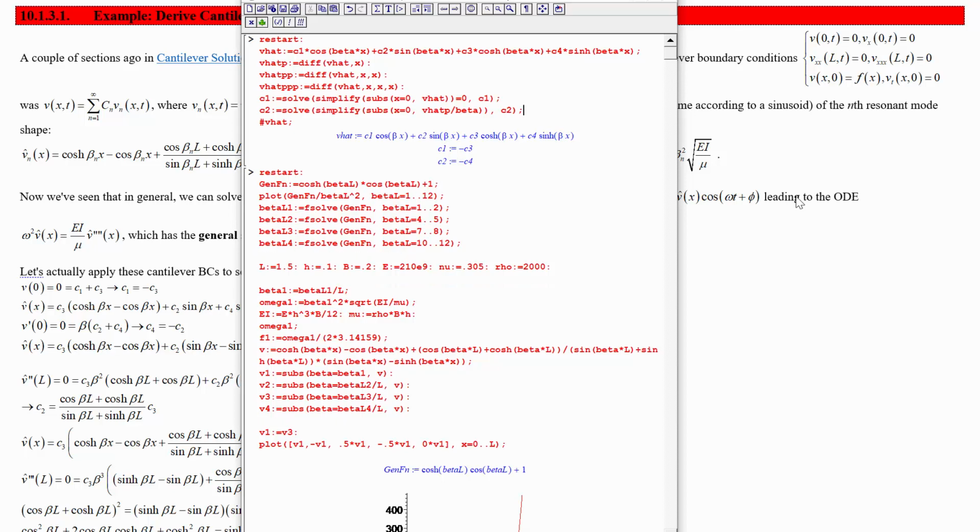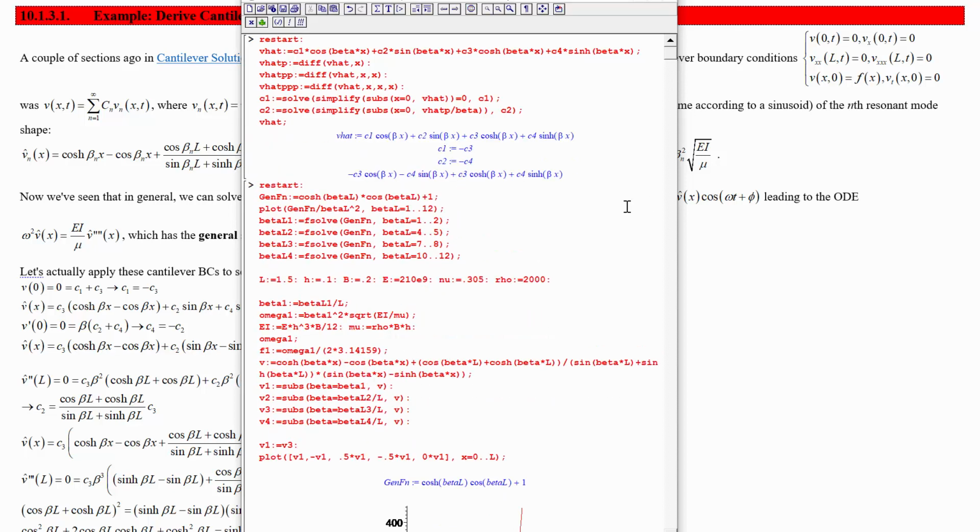All right, and now we can recap v hat again. Now we've solved two of the parameters. We got -C3 for C1 and -C4 for C2. All right, what next? Well, the next boundary condition is that v double prime at L, substituting x equals L into v double prime. And let's have a look at that.